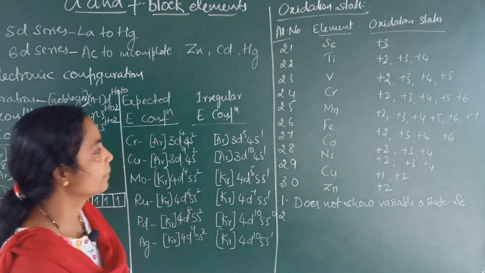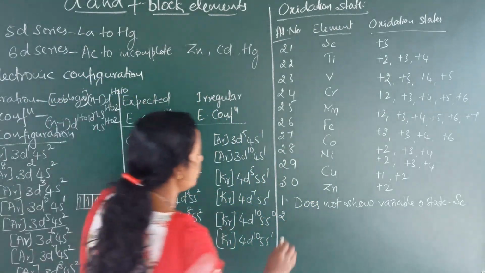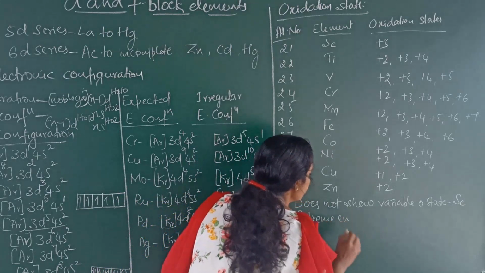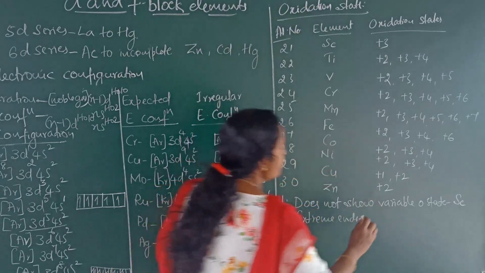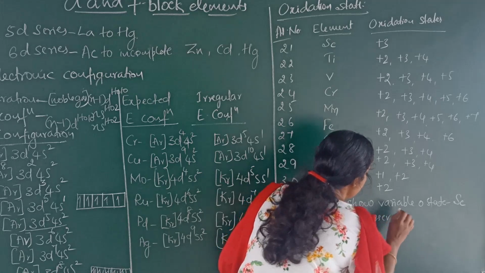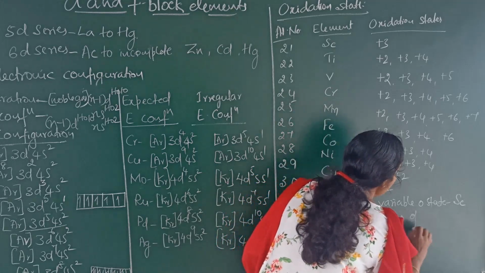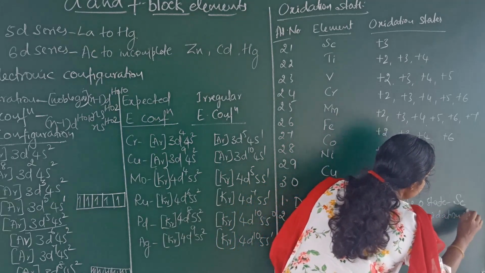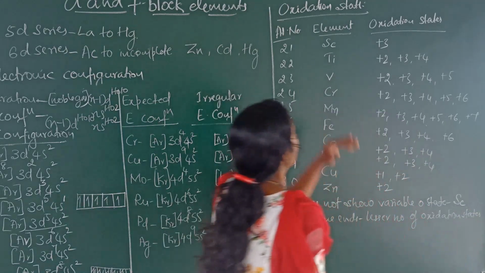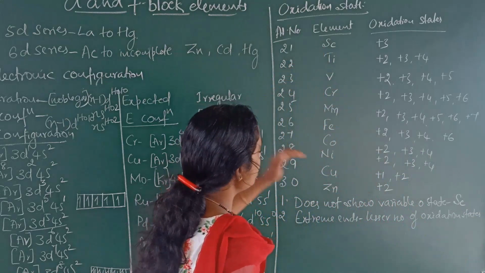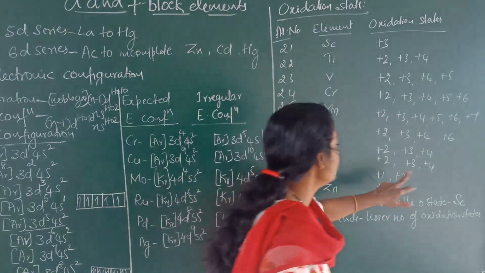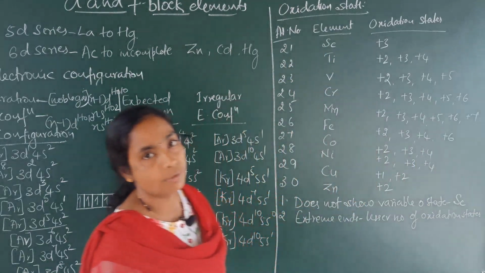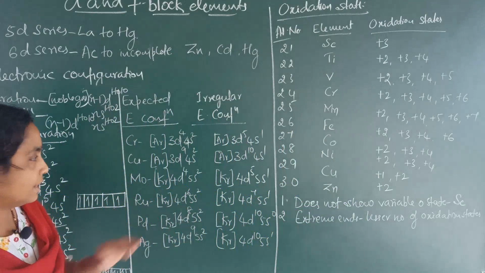Next point, elements which are present in the extreme ends show a lesser number of oxidation states. Say scandium shows only 1 oxidation state, copper shows only 2 oxidation states, plus 1 and plus 2. Zinc also shows only 1 oxidation state, plus 2.